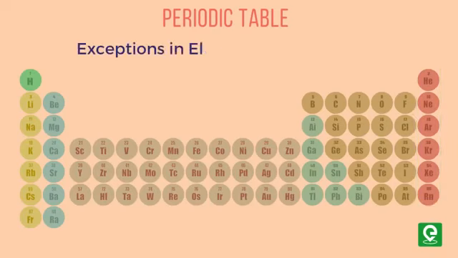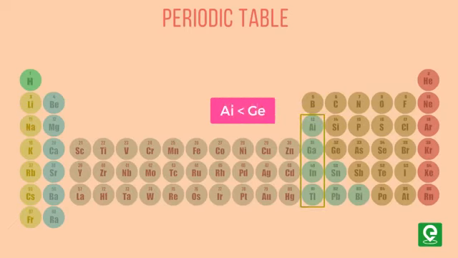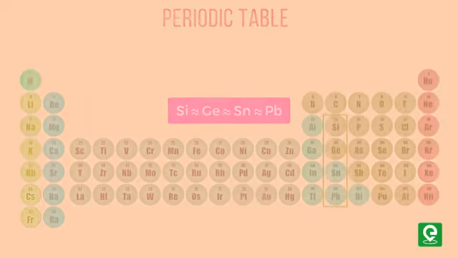There are several exceptions to the general trend of electronegativity we just learned. Number 1. The elements of group 2B, that is zinc, cadmium and mercury, show increase in electronegativity value on going from top to bottom in the group. Number 2. The elements of group 3A, which is aluminium to gallium, show increase in electronegativity value on going from top to bottom in the group. Number 3. The elements of group 4A show no change in electronegativity value on going from top to bottom in the group from silicon onwards.